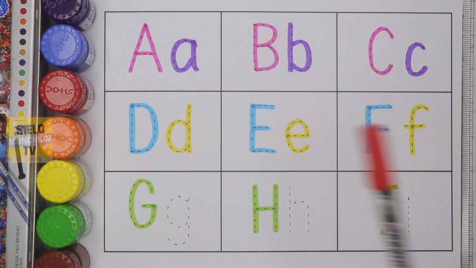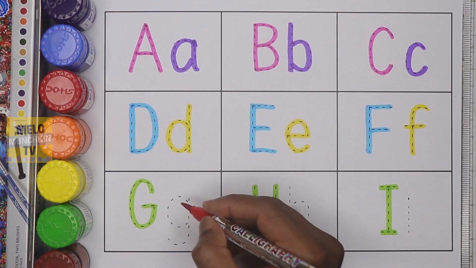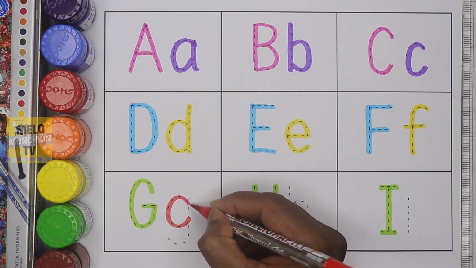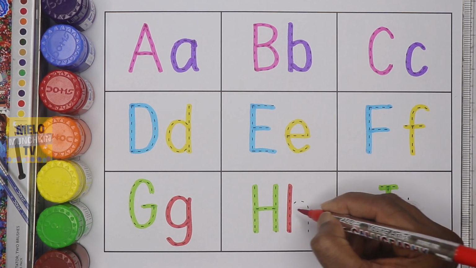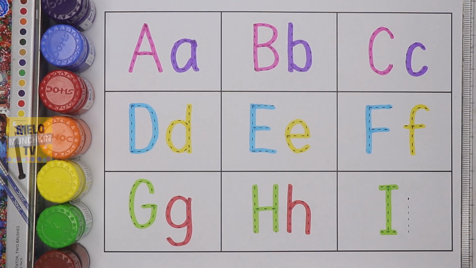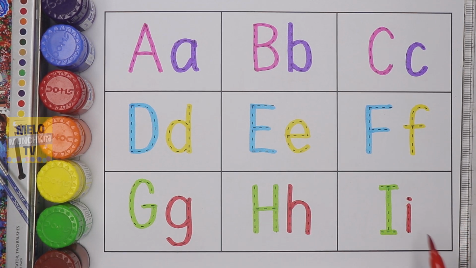And lastly I'll take red color. G for gate. H for house. I for ice cream. Small g, small h and small i.